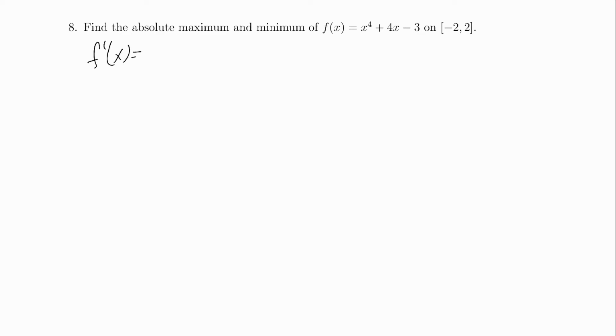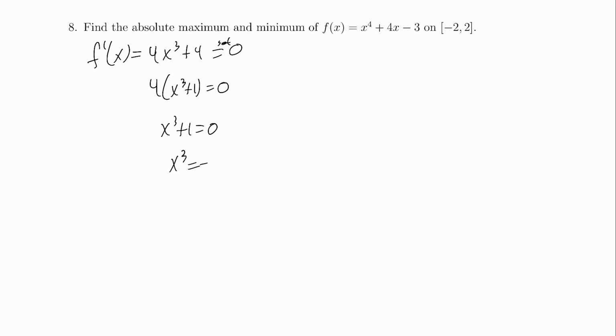So let's do that right quick. F prime of x is 4x cubed plus 4. We're going to set that equal to 0 because that's where the critical points happen, where the first derivative is equal to 0. And from here we can pull out a 4. So 4 times x cubed plus 1 equals 0. If we divide by 4, this tells us that x cubed plus 1 equals 0.